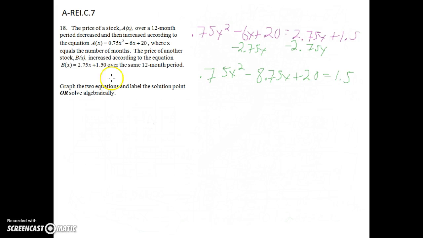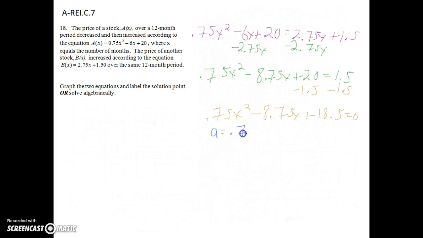So from there, it still doesn't equal 0. Subtract 1.5 from both sides. So we get 0.75x squared minus 8.75x plus, that would be 18.5. Okay, so we have a couple different ways of going through it from here. We could try factoring. The bad thing with factoring is that these numbers are really weird, they have decimals, so it's probably not going to factor well. So we should probably go to the quadratic formula.